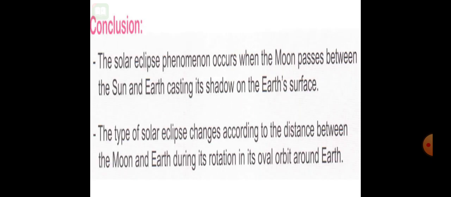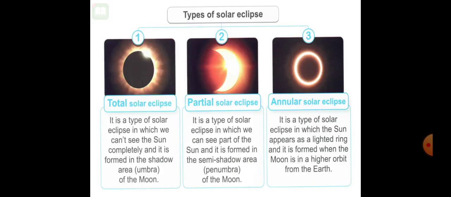So the conclusion is that the solar eclipse phenomena occur when the moon passes between the sun and earth, casting its shadow on the earth's surface. The type of the solar eclipse changes according to the distance between the moon and the earth during its rotation in its oval orbit around the earth. We have 3 types of the solar eclipse: total solar eclipse, partial solar eclipse, and annular solar eclipse.